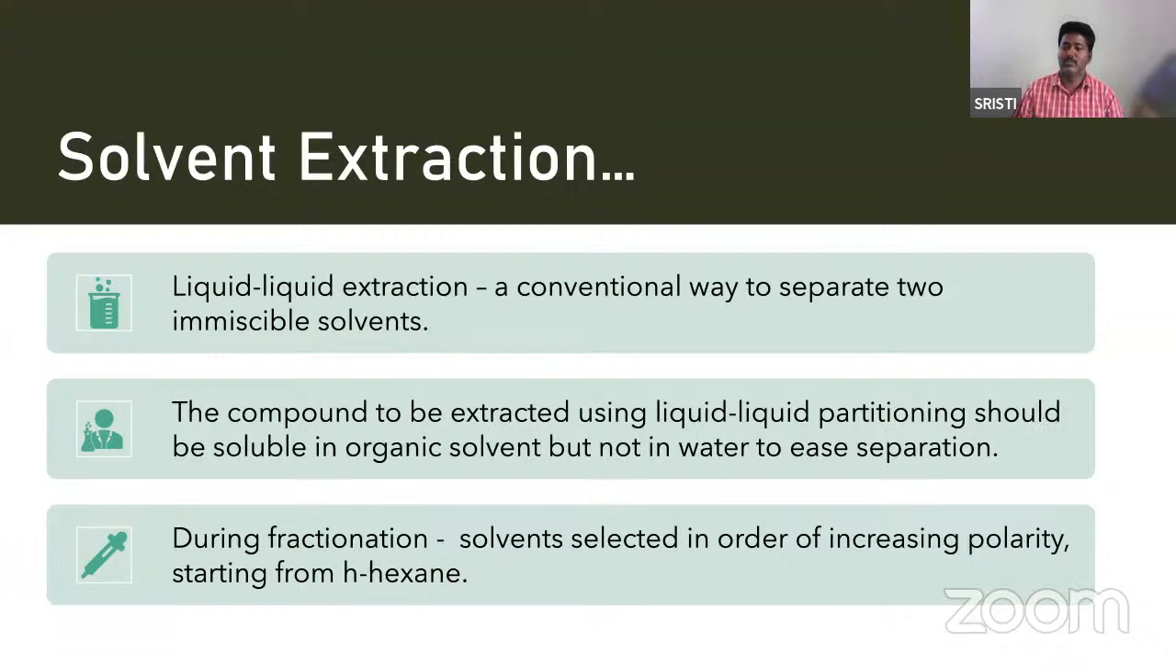So again, in solvent extraction, there is another method called liquid-liquid extraction, in which two different immiscible solvents are used for separation of the compounds. And the compounds to be extracted using this should be soluble in organic solvent, but not in water, because here in the two immiscible solvents, we use one as a water base and one as any organic solvent. And during the fractionation, solvents are used from low polarity to high polarity, like starting from hexane. This order is normally followed.